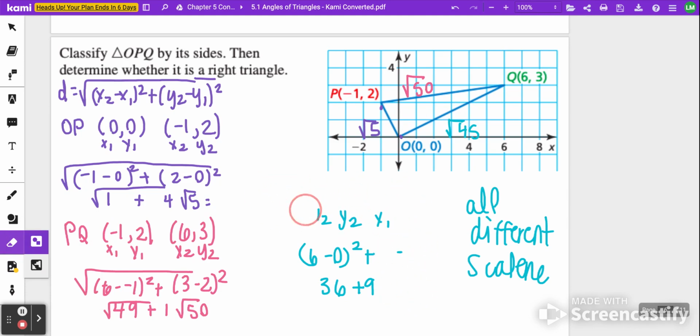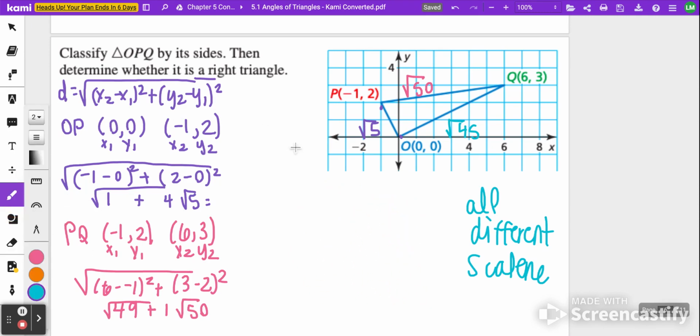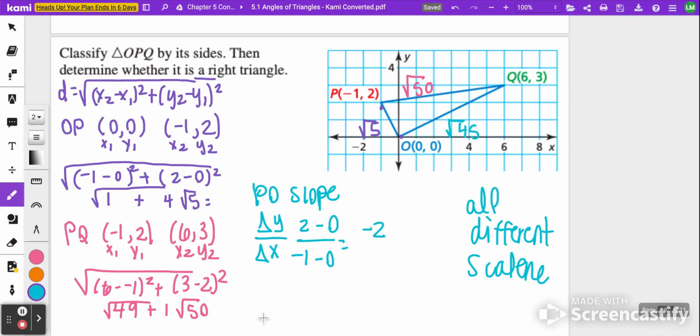So I'm going to actually erase this right here. Hopefully you didn't need it. If you need it again, you can just rewind. But what I would do is I would find the PO slope first. So that is your change in y over your change in x. So I did 2 minus 0 over negative 1 minus 0. So that is going to be 2 over negative 1, which is just negative 2.